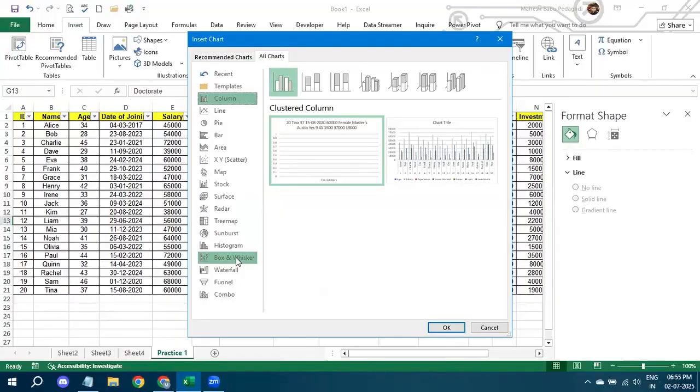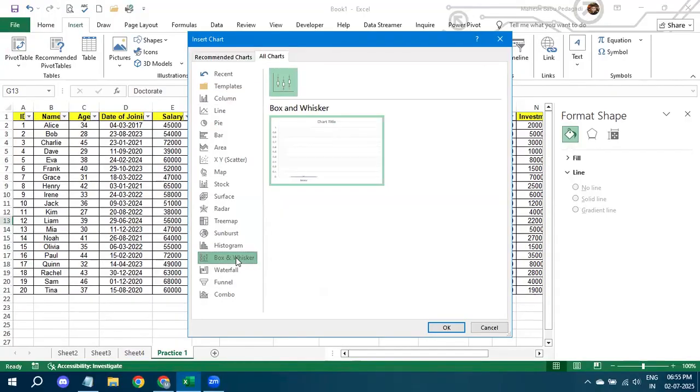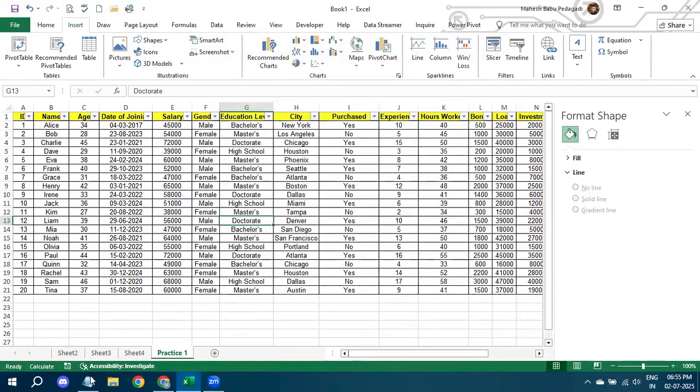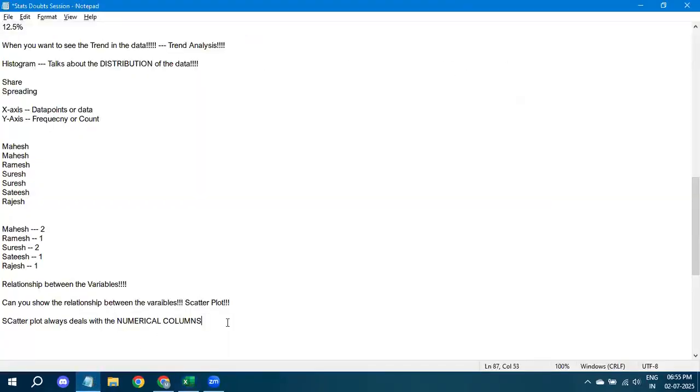Box plot. We use box and whisker plot. Okay, what does it indicate? Box plot or whisker plot? When you want to check the extreme values that differ from the actual values, then we use box plot. This concept is called an outlier. How many of them heard about the term outlier?